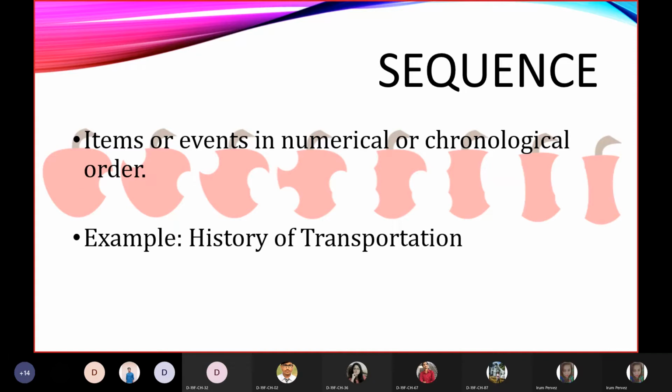For example, this is the best example which I have been using: transport, simply transport. In transport, what would we be doing? We would be writing what we mean by transport and what are the examples of transport. Then, if we are going to write a sequence on transport, we would be writing the history of transport, how transport has evolved throughout history.